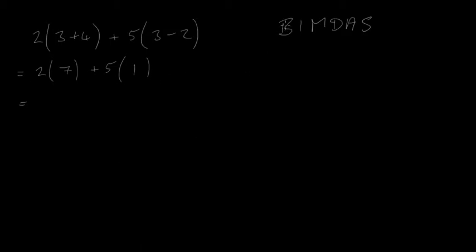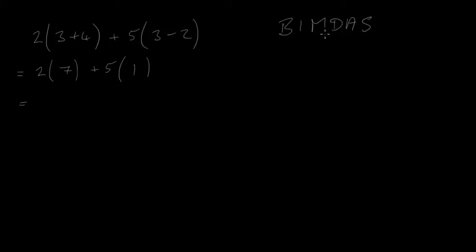So you start with B for brackets here, and you ask yourself, are there any brackets here? Well, there are brackets here, but there's nothing inside the brackets that I can do anything with. I've got a 7 in here, that's as simple as I can get. I have a 1 in here, that's as simple as this one can get. So we can't do anything with B for brackets. So you move on to the next one, which is I for indices or powers or roots. There are no powers or roots here, so I can ignore that one.